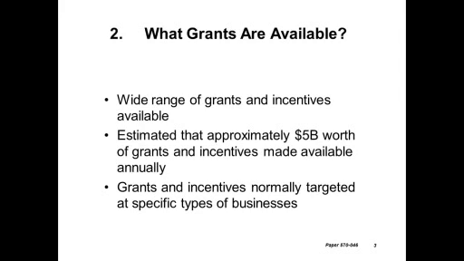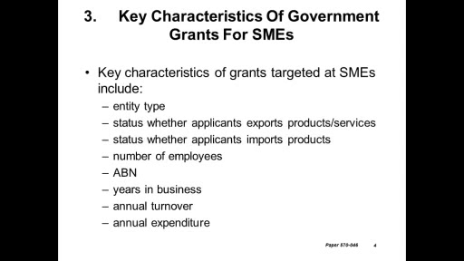There's a wide range of grants. Some people have estimated that approximately $5 billion is paid annually by the Australian and state and territory governments to businesses in Australia. They're not all small businesses, but small businesses receive a significant amount of money from these grants. Now these grants are normally targeted at specific types of businesses, and they're used by the government of the day to advance their particular policy on an issue.